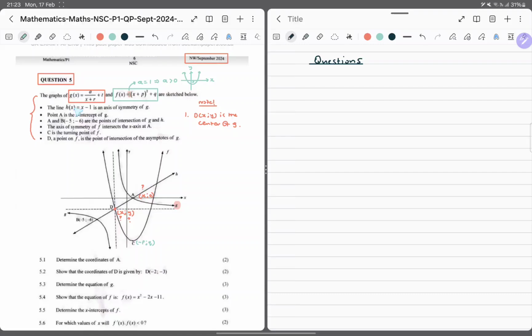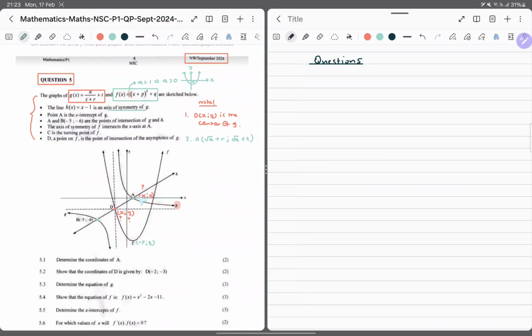Now the line h of x is an axis of symmetry of g. So if this is an axis of symmetry of g and it intersects g, at those points of intersection with g, we know that essentially a is such that we have the square root of a plus t, just the way it appears there. So it's not t but r is to the square root of a plus t. So as that looks, this is how it is.